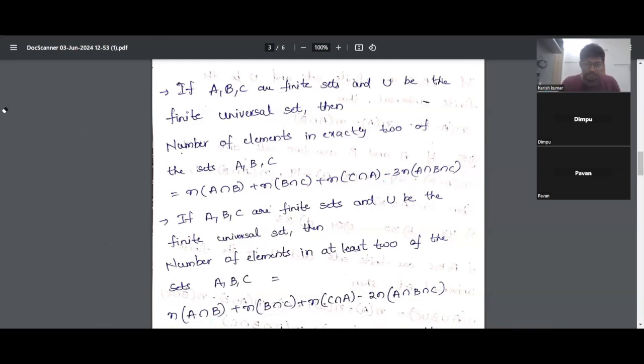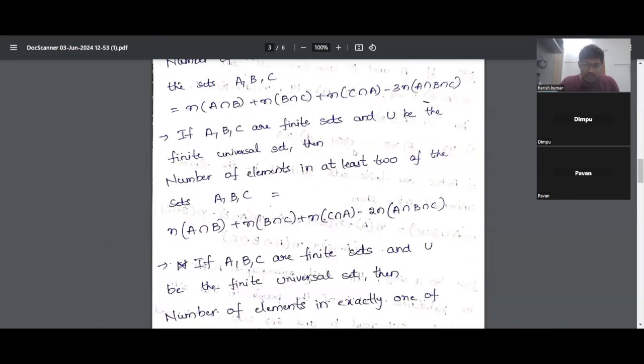All right. Next, if A, B, C are three finite sets and U is the universal finite set, the number of elements in at least two of the sets A, B, and C. What do you mean by at least two? At least two means two or greater than two. The minimum is two and there is no limit on the maximum. So at least two means two, or three. It cannot be four, because there are only three sets here.